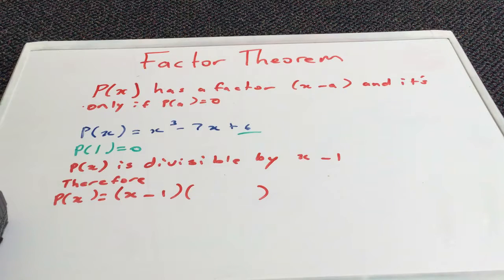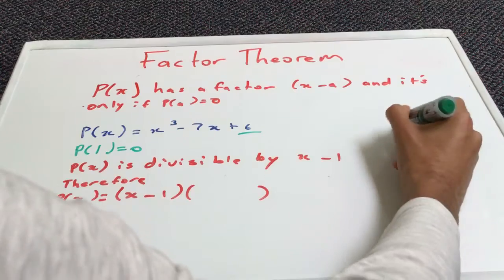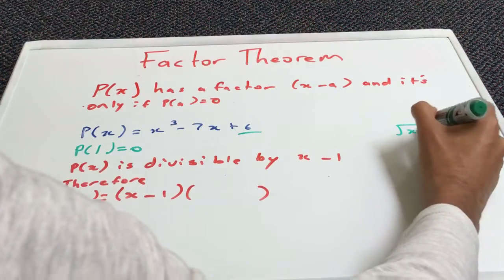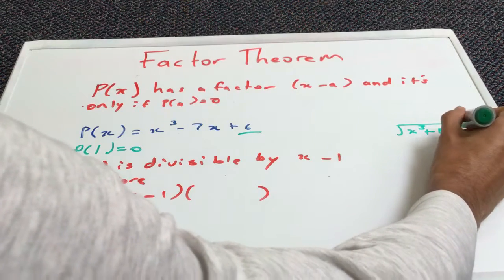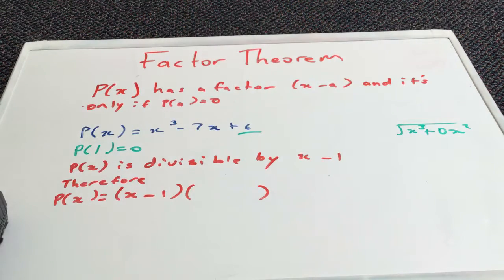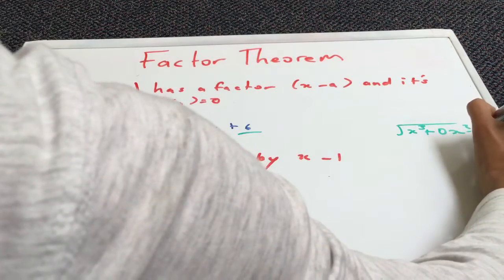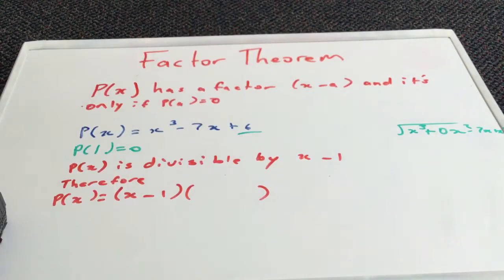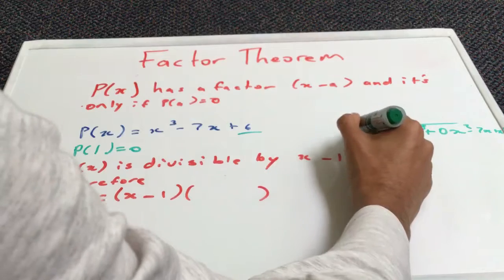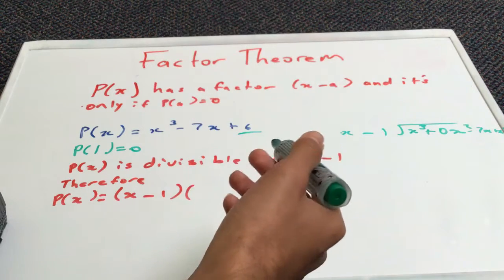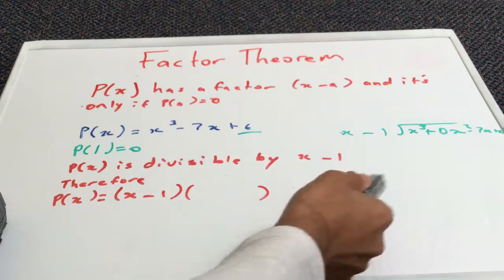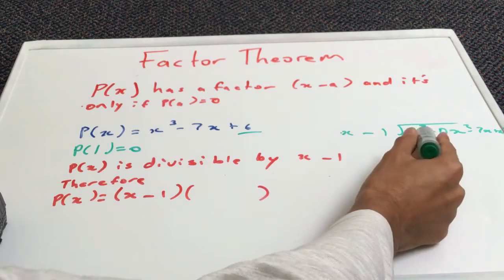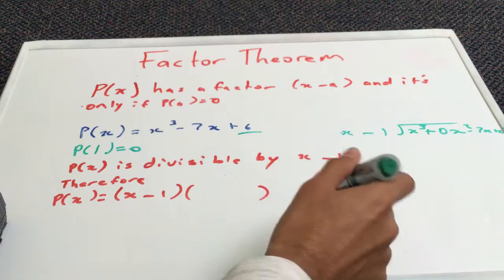Okay. So we're going to divide. I'll do it on the side here. So x to the power of 3 plus 0x squared minus 7x plus 6, divided by x minus 1. You'll see in a second why I put a 0 here. So, x to the power of 3 divided by x minus 1.